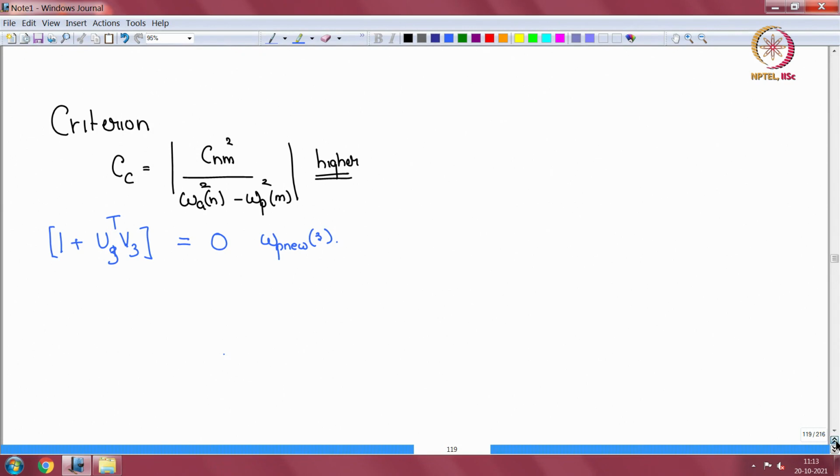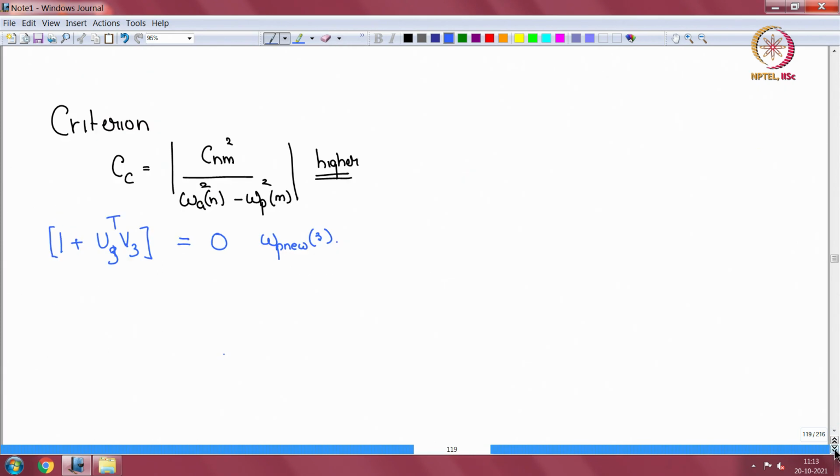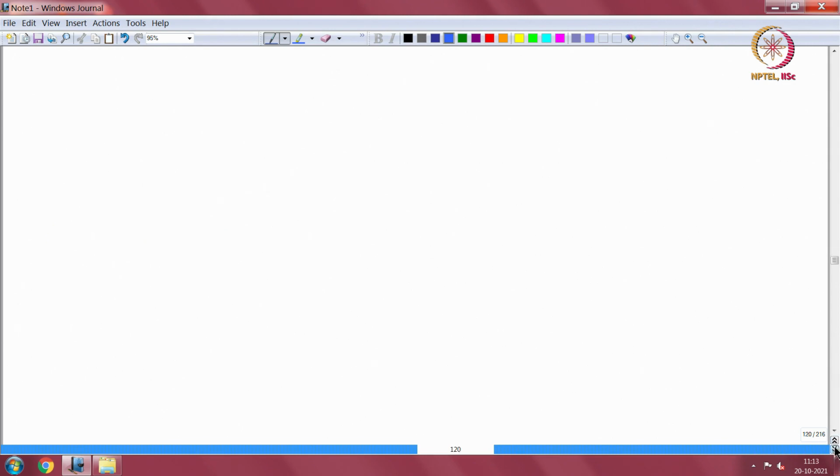Let me do this. This should be 3. Now I want to make a few general comments before I proceed. So let me take a blank page.